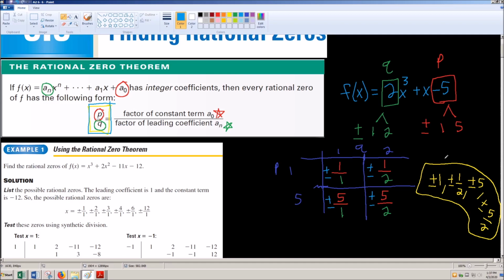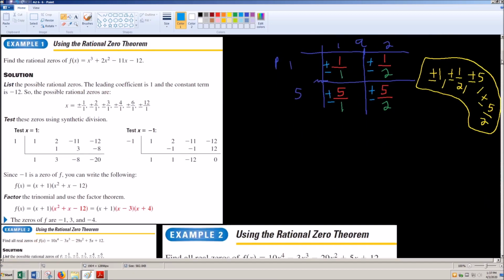Now, this does not mean that these will all be zeros. These are just all of the possible zeros. So I would then have to go through and test each of these things. It may be the case that none of them works. So that's also just a possibility for us. So let's look at an example here. This is kind of our intro, but let's look at our first example.